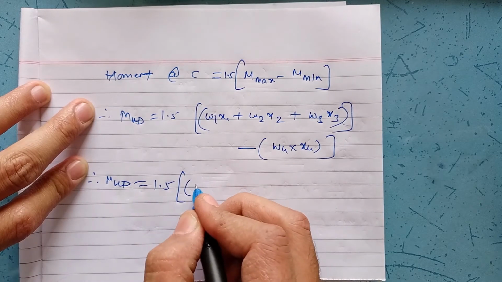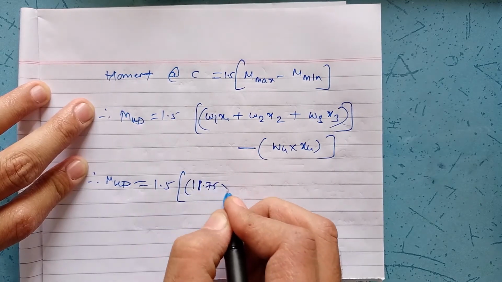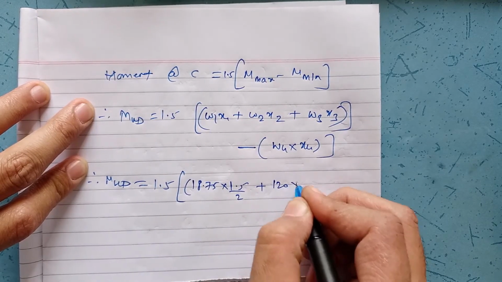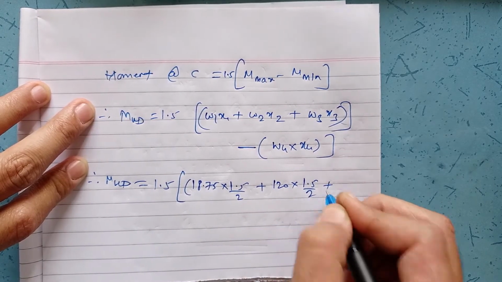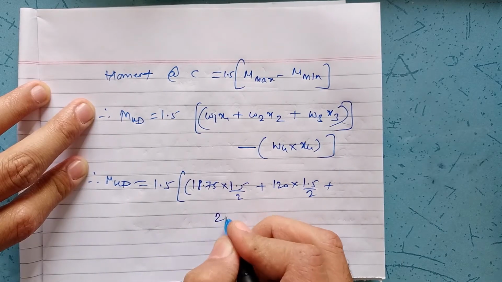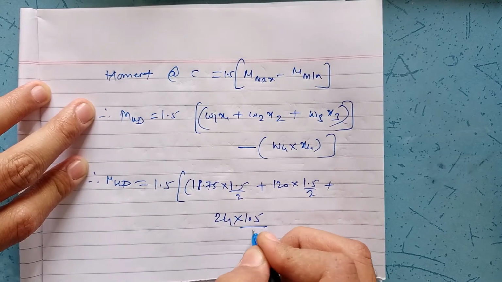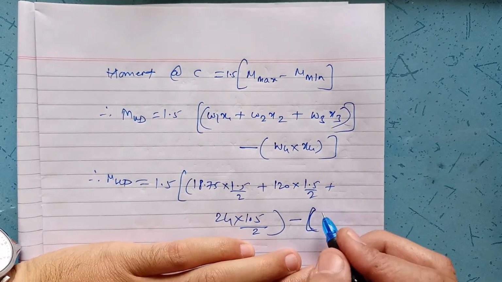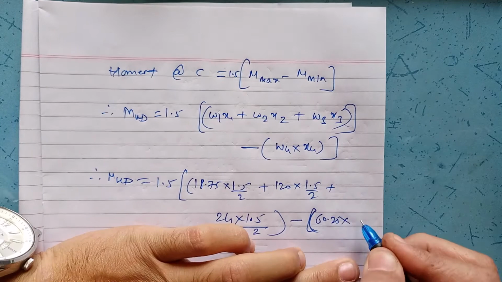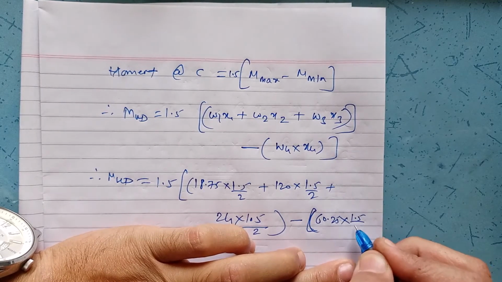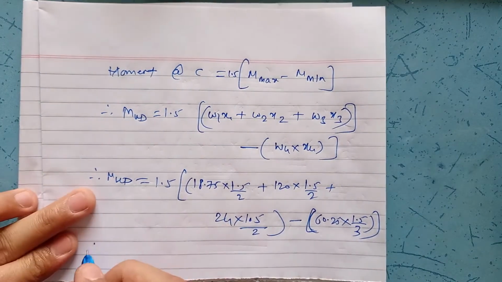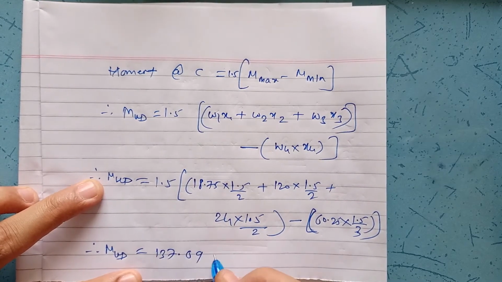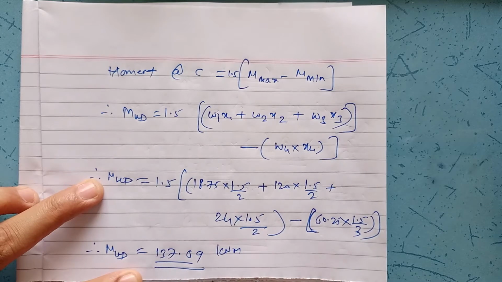Now substituting all these values of x1, x2, x3 and W1, W2, W3, W4 respectively, we get 1.5 into bracket W1, which we calculated as 18.75, x1 as 1.5 divided by 2, plus W2, which we calculated as 120, into x2 as 1.5 divided by 2, plus W3 as 24 into 1.5 divided by 2, minus W4, which we calculated as 60.25, acting at b by 3, that is 1.5 divided by 3. In this way, after calculation, we get the ultimate moment as 137.09 kilonewton meter.